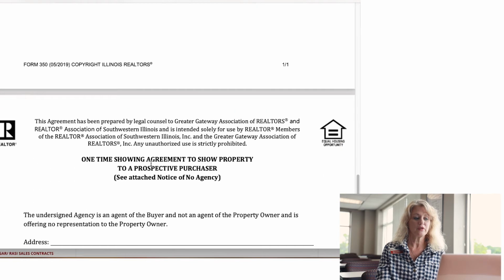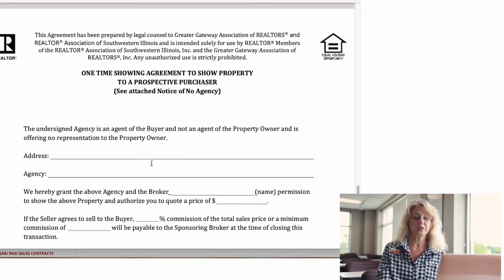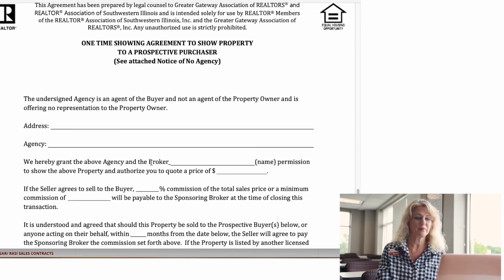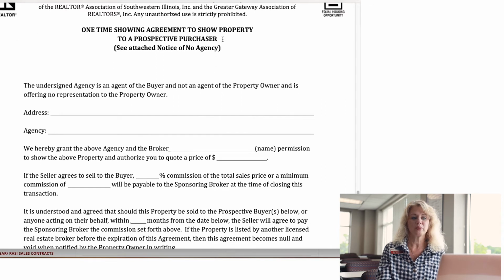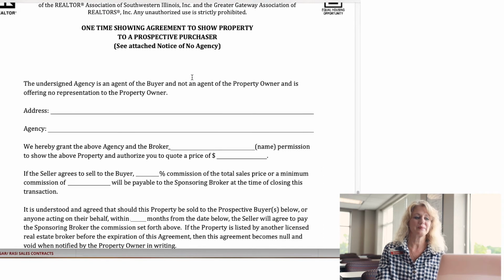So then the other form that you want to present to a for sale by owner prior to showing the property is the one-time showing agreement to show the property to a prospective purchaser. So again, that notice of no agency is required as an attachment to this document. So you have to have that discussion about agency.